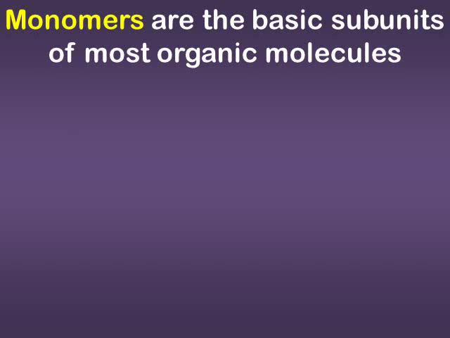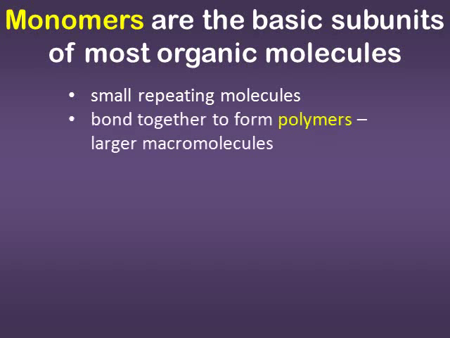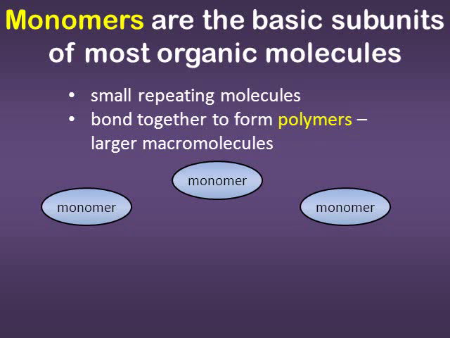Okay, so most of these organic molecules are made up of small repeating molecules called monomers. Monomers are the basic subunits of organic molecules. They repeat over and over again to form polymers. They're bonded together covalently, and when we have a chain of monomers in a row, they're called polymers.